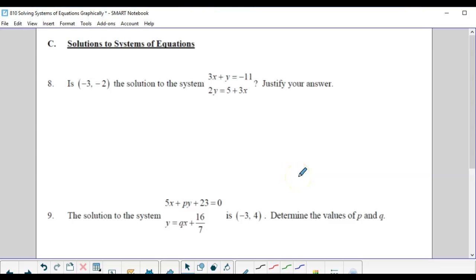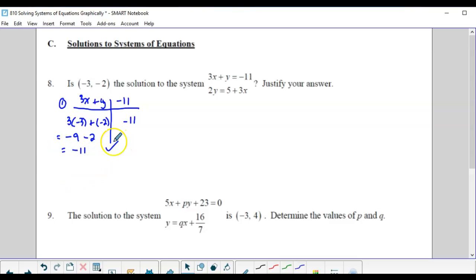And then basically in this part, we're just doing what we just did, verifying certain points. So is -3, -2 the solution to this system? Justify your answer. So you're going to have to check in both. First equation, that's 3x plus y equals -11. So 3 times -3 plus -2, and -11's on the right. That's going to be -9 minus 2, which is -11. So yep, that works.